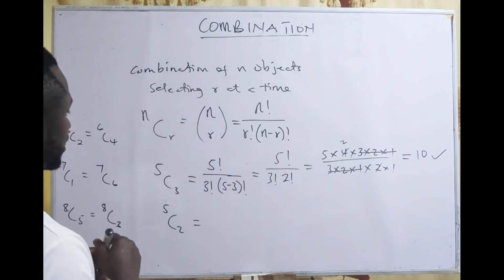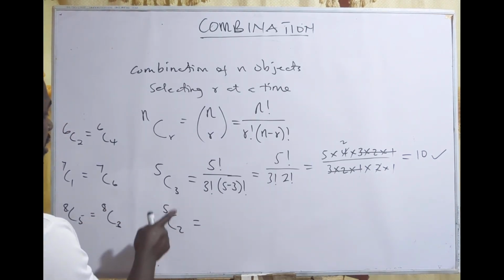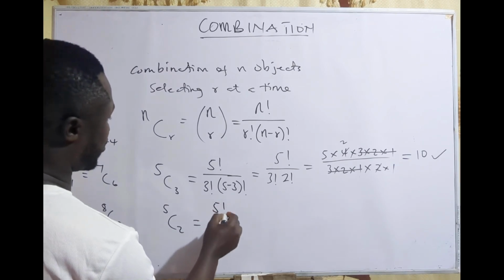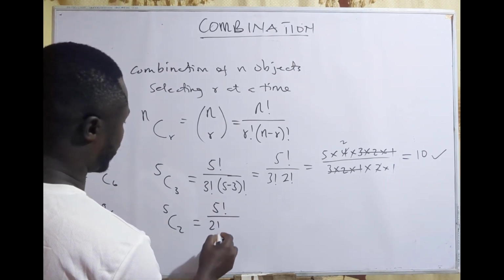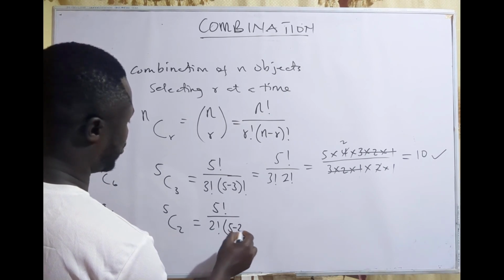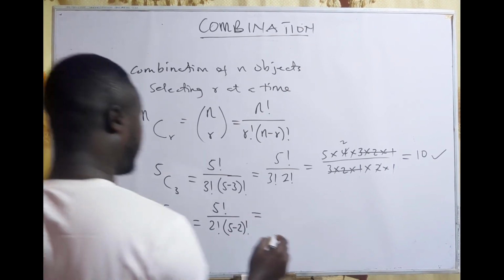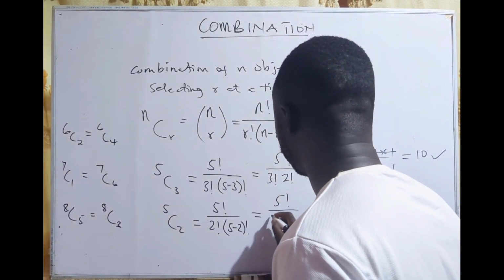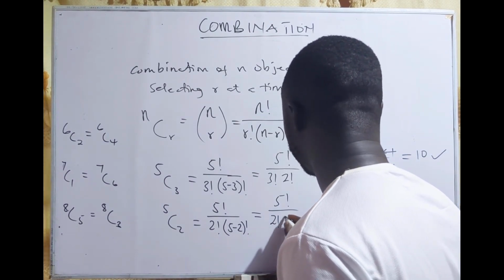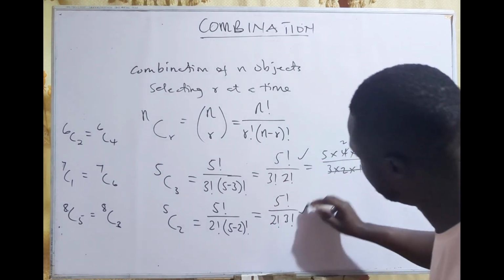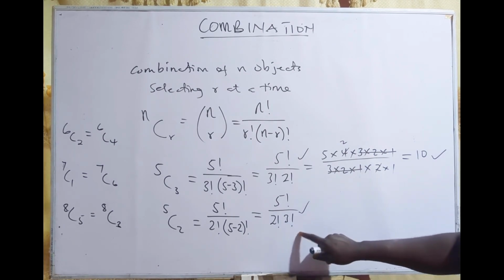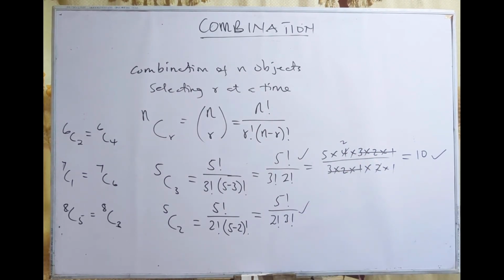Alright, so let me try this and then you see how it is. So we are saying that 5 combination 3 become the same as 5 minus 3 is 2, so 5 combination 2. That will be 5 factorial over 2 factorial, and then 5 minus 2 all factorial. So I'm going to get 5 factorial divided by 2 factorial, and 5 minus 2 gives me 3 factorial. You see, it becomes the same, 3 factorial and 2 factorial, 2 factorial and 3 factorial. They are the same thing. So this is how combination is.